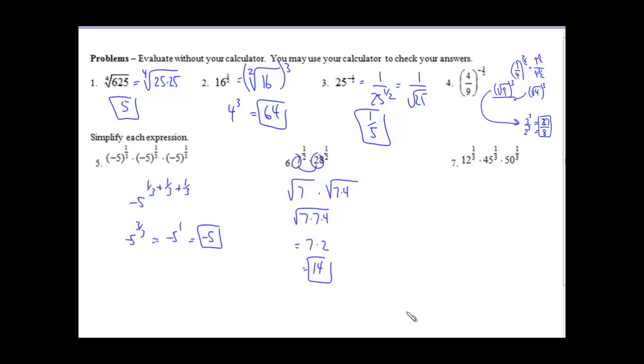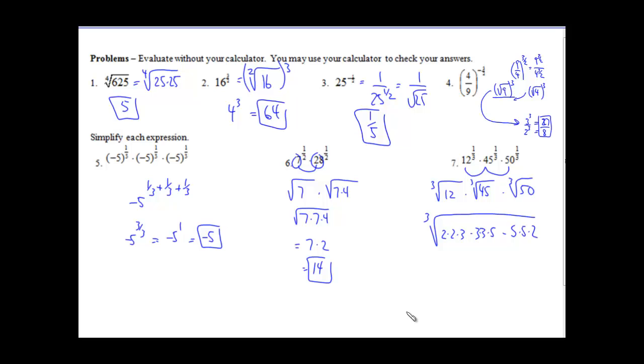Number 7, let's do the same thing, because 12, 45, and 50 have really nothing in common yet. So if you notice, the top number again is the exponent, the bottom number is a cube. We're taking the cube root of 12 times the cube root of 45 times the cube root of 50, all raised to the first power. Well, all of them are cube roots, so let's just put them all underneath. This is 4 times 3, 9 times 5, and 5 times 10.